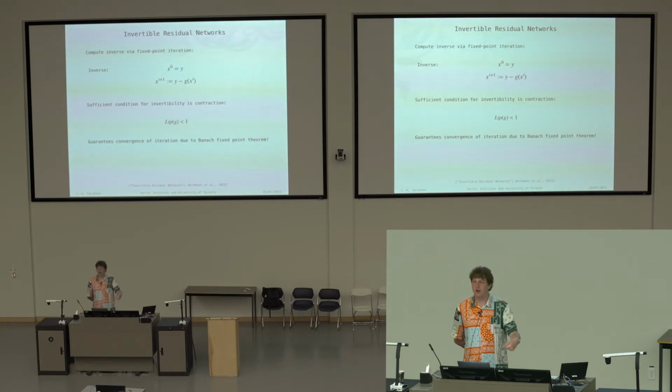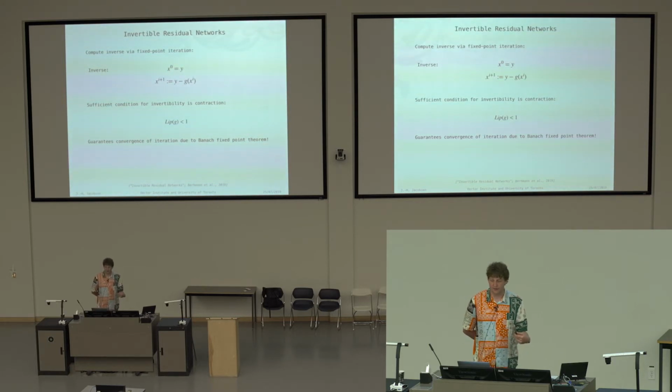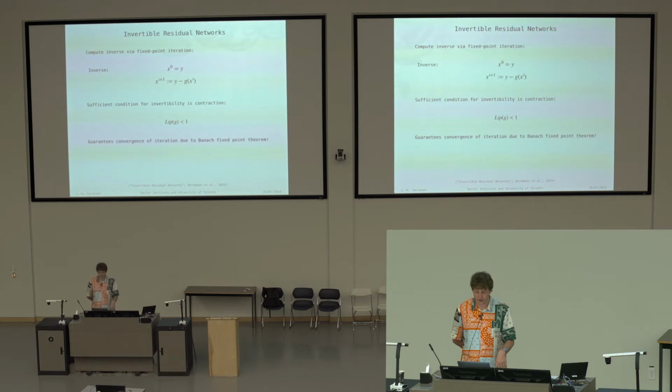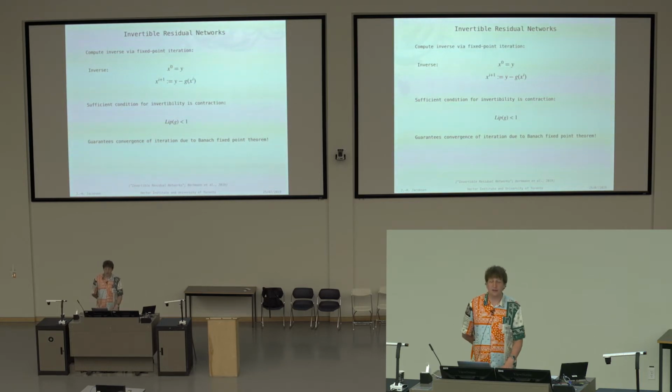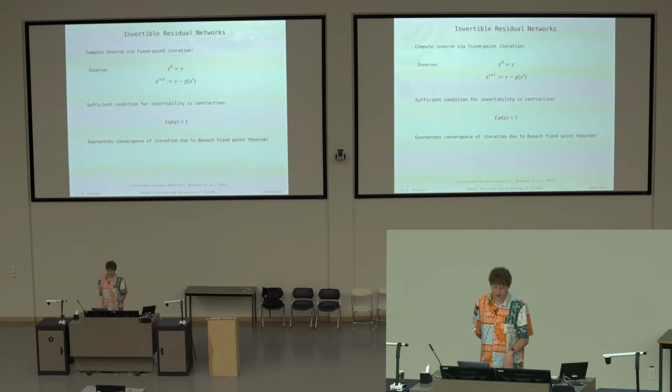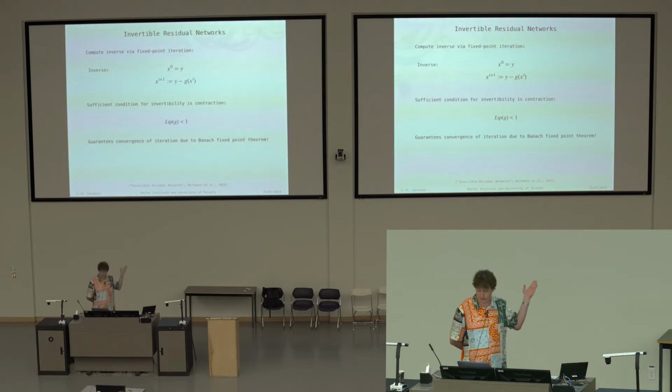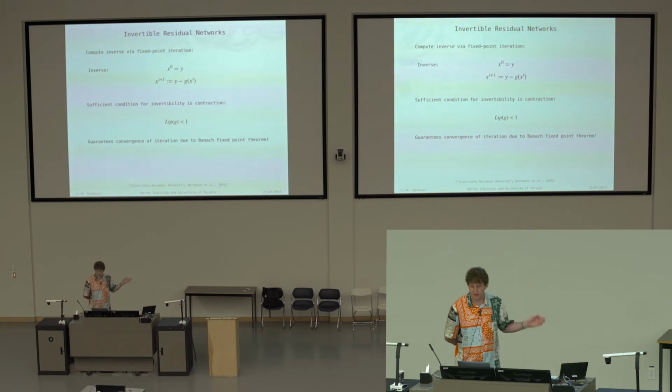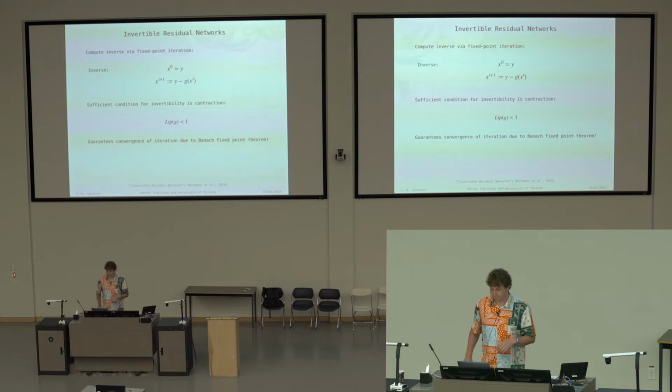So that's how we can invert a standard ResNet block. And the sufficient condition for the invertibility of this ResNet block is actually a contraction. So the Lipschitz constant of g needs to be smaller than 1. And if that's the case, this guarantees the convergence of the iteration due to the Banach fixed point theorem. So basically, if the Lipschitz constant of our residual block is smaller than 1, then we can invert it with this fixed point iteration scheme.